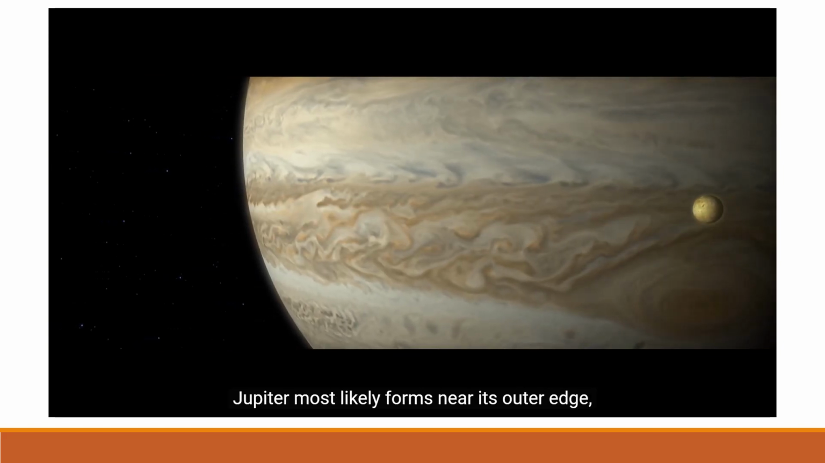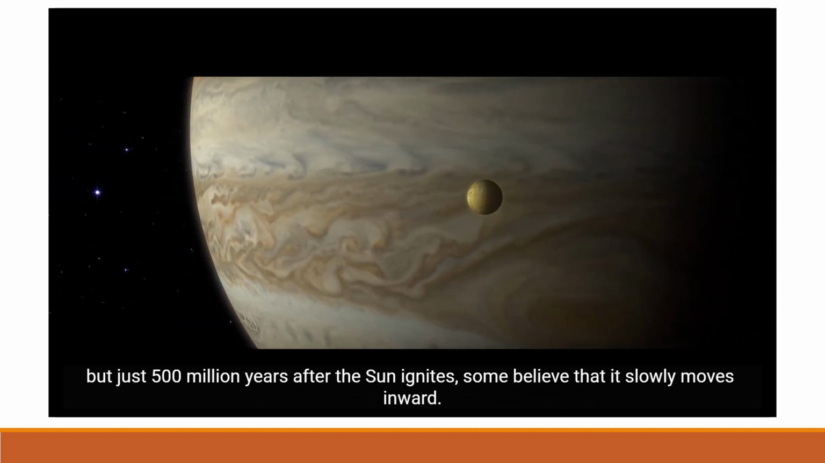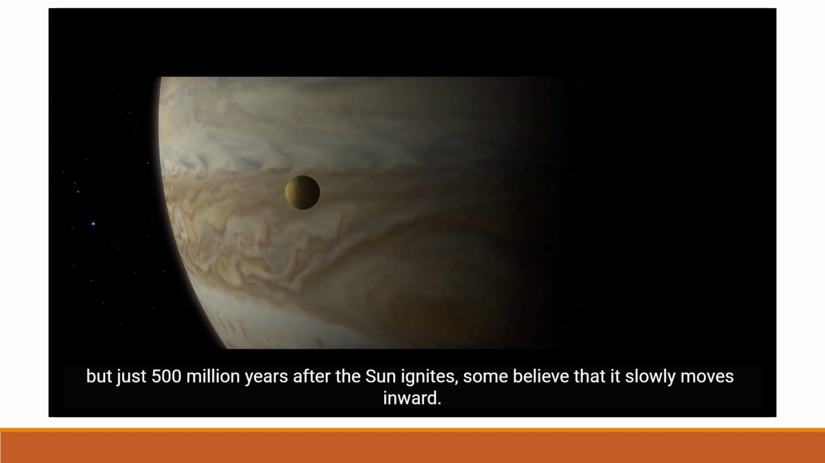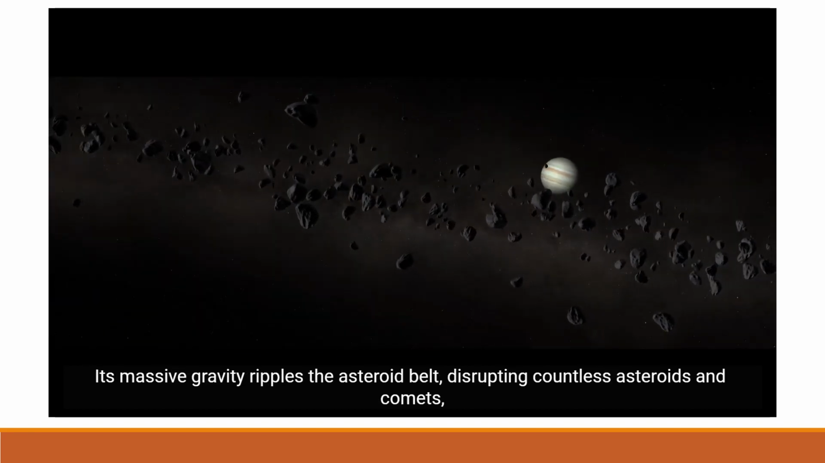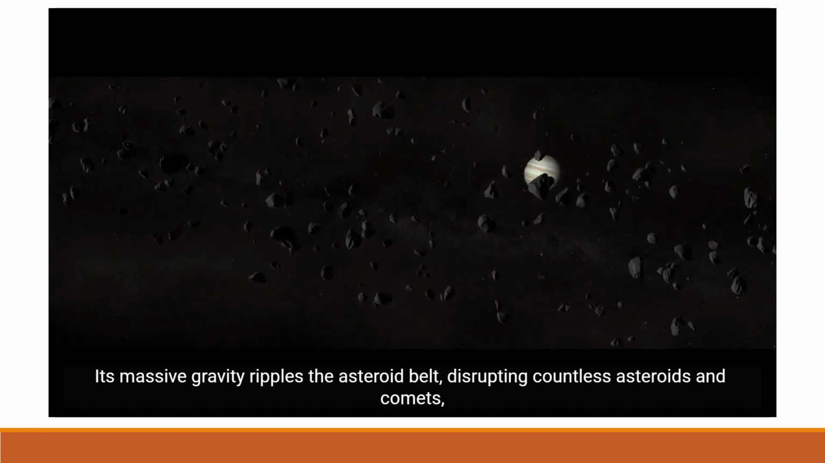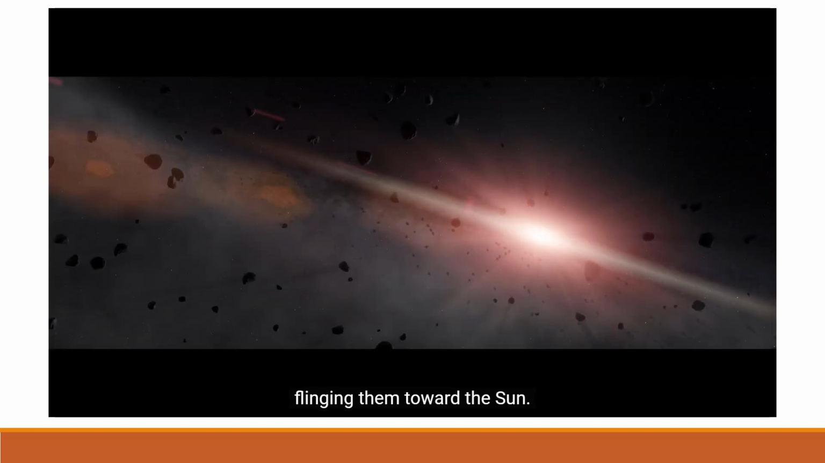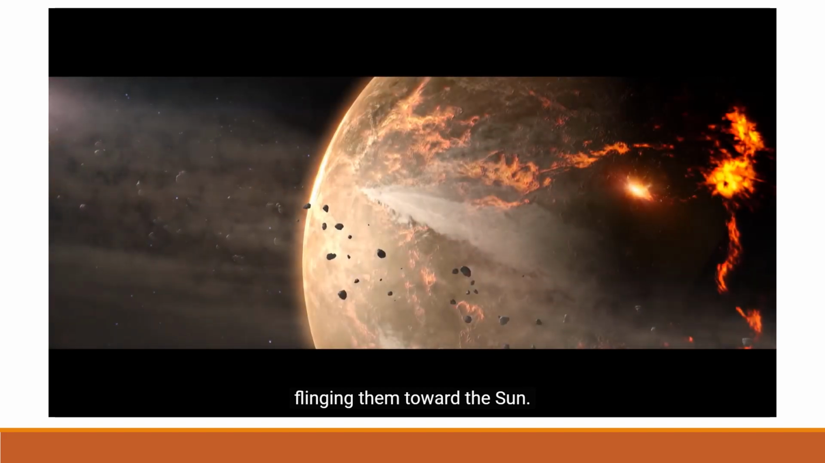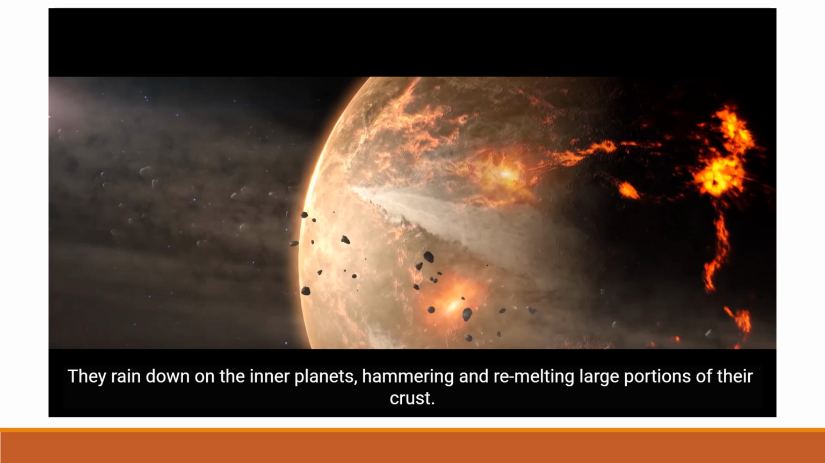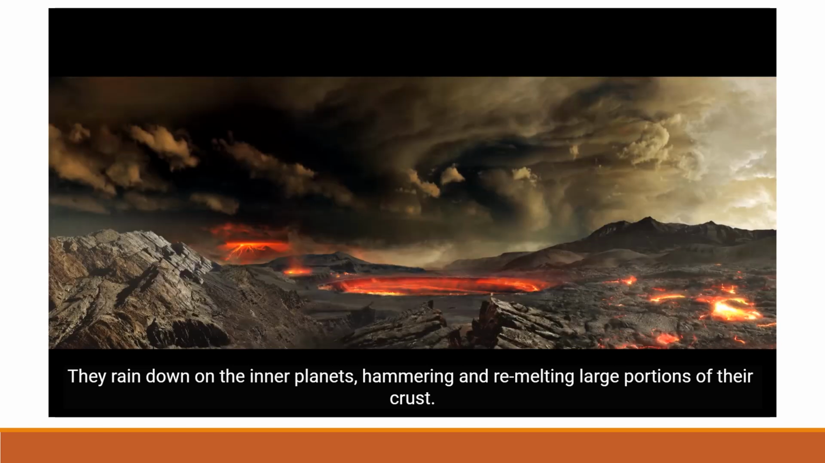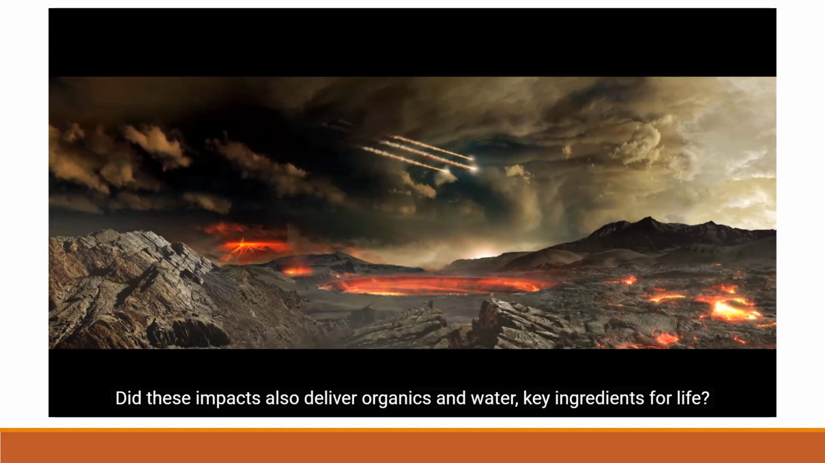Jupiter most likely forms near its outer edge, but just 500 million years after the sun ignites, some believe that it slowly moves inward. Its massive gravity ripples the asteroid belt, disrupting countless asteroids and comets, flinging them toward the sun. They rain down on the inner planets, hammering and remelting large portions of their crust. Did these impacts also deliver organics and water, key ingredients for life?